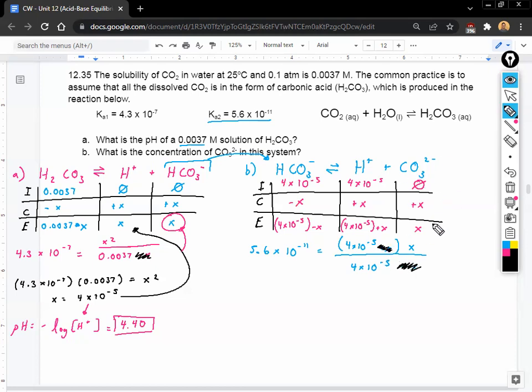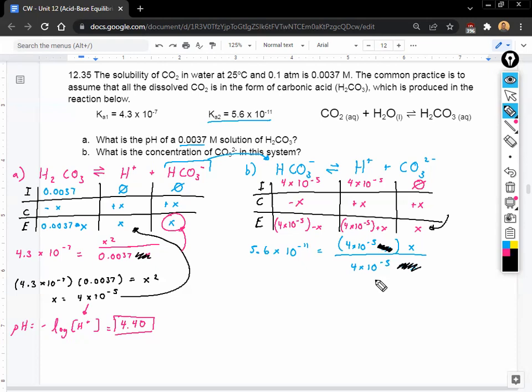We're looking for CO3 2 minus, sorry. If we were looking for H plus, then we would have to take into account the change. But if we're looking for CO3 2 minus, we can get rid of both changes. Sorry about that. Okay, because if you don't, you'll get the same number for H plus, and you don't want that.